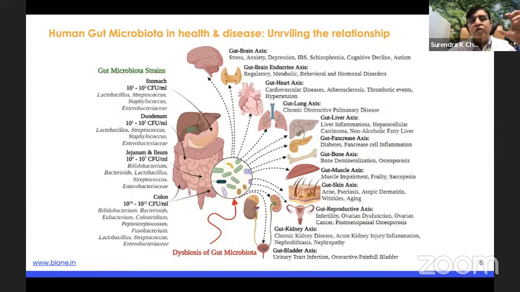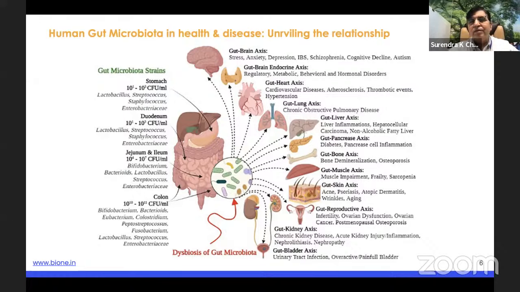Depending on the composition of your microbiota and the kind of disturbance happening in your system, which leads to dysbiosis of the gut, your communication to different organs is impacted, and disease progresses in those organs. Whether it is the gut-brain axis, then you have stress, anxiety, and depression. Whether you have a gut-brain-endocrine axis, then you have regulatory or hormonal disorders. You have a gut-heart axis, where you get cardiovascular diseases like atherosclerosis and hypertension. Like that, you have a gut-lung axis, and a gut-liver axis, where you have non-alcoholic fatty liver and liver inflammation. We have a gut-pancreas axis disturbance, where you have diabetes, pancreatic cell inflammation, and insulin sensitivity or resistance. Then you have a gut-bone axis, where there is demineralization and osteoporosis.